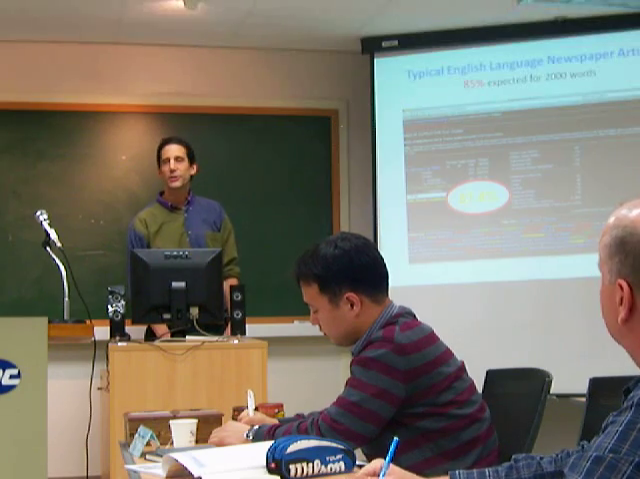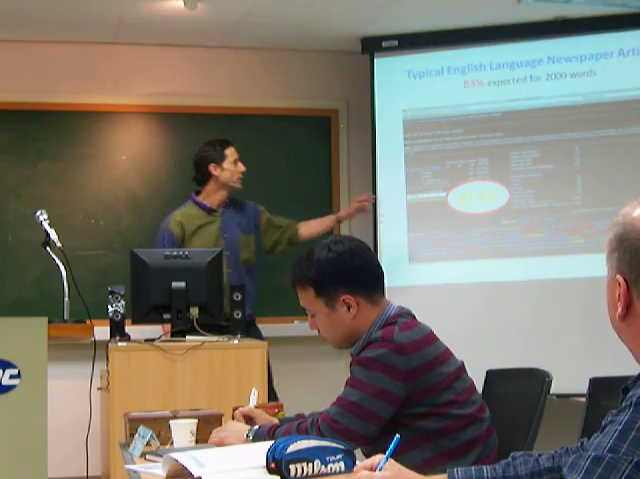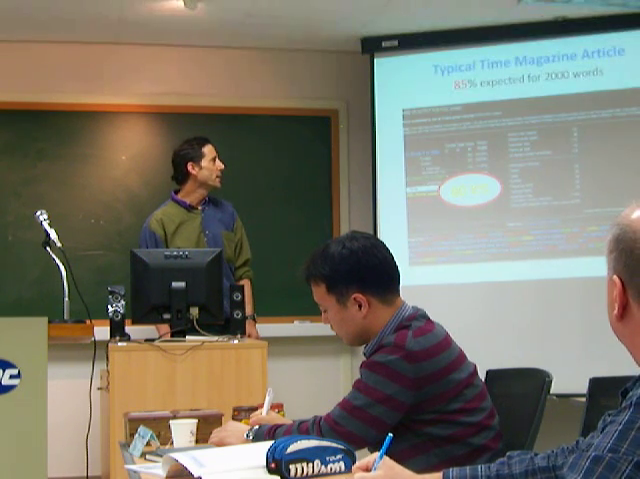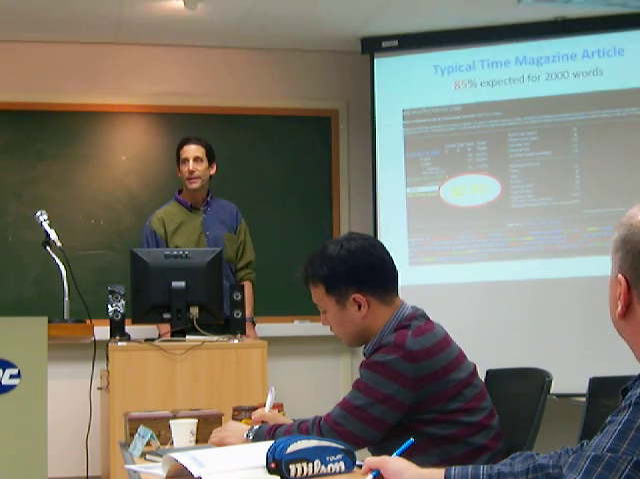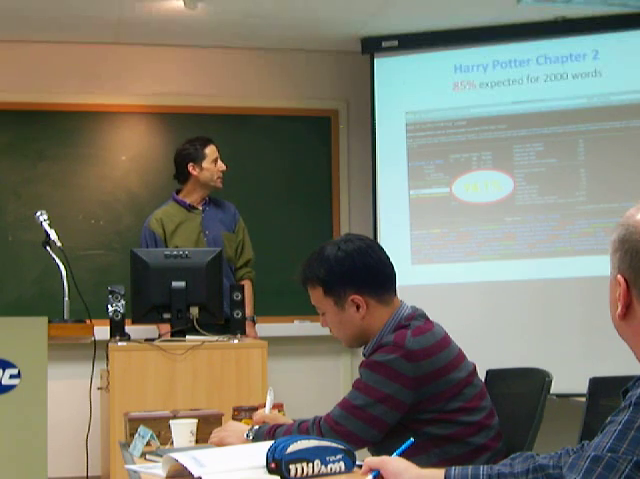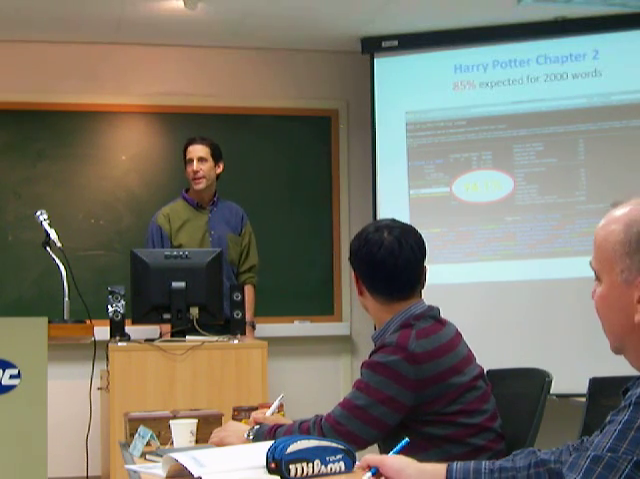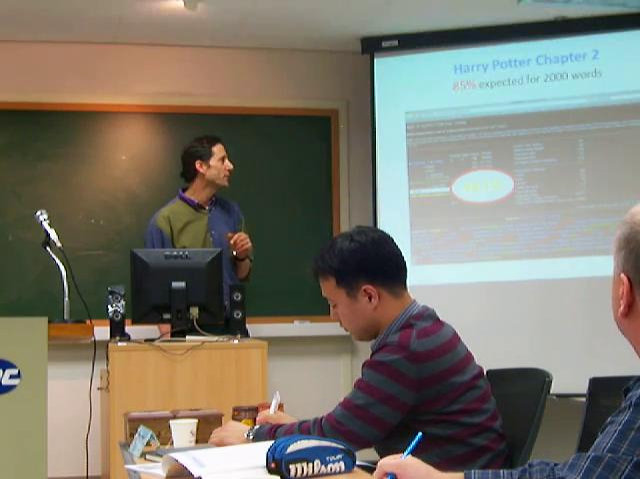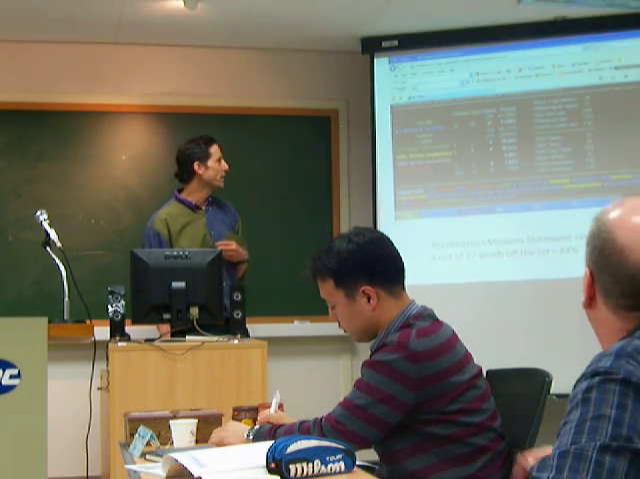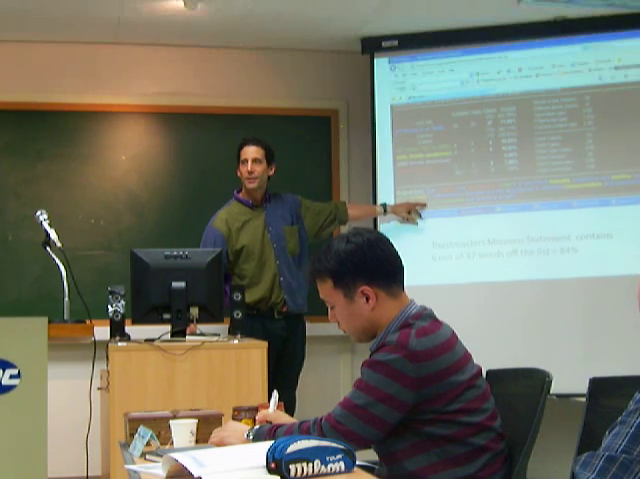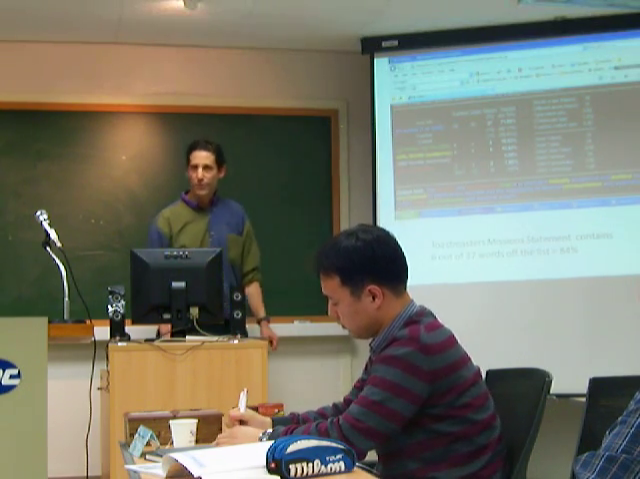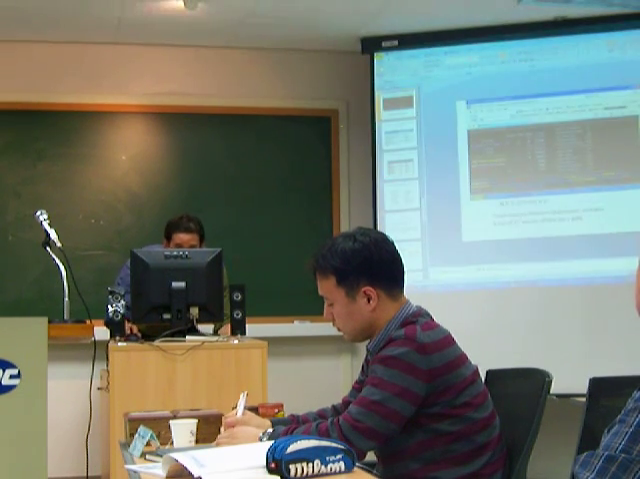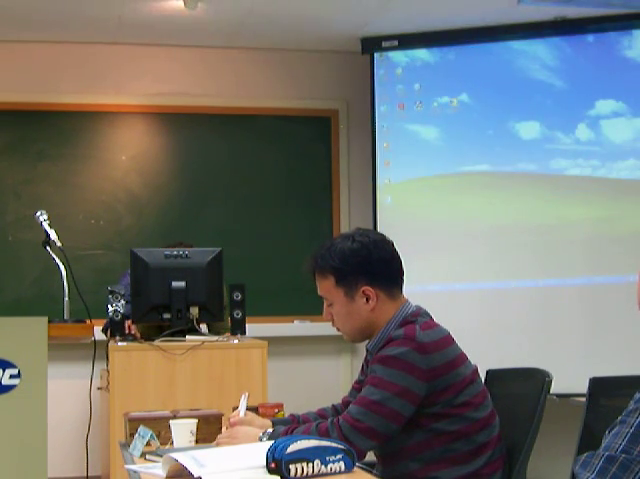This is an average English newspaper, like from the Korea Herald. It's 87%, so students would have a hard time reading it. 80% is Time magazine, even more difficult. And look at this, Harry Potter, almost 95%, which means that students can understand it if they know the top 2,000 words. And here's one I just put in, which was the Toastmaster mission. It's at 84%.